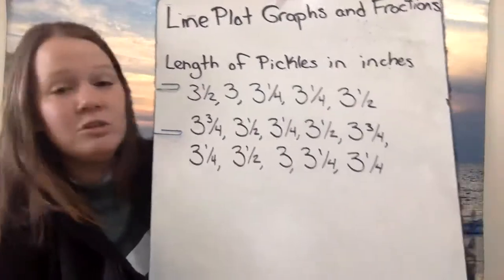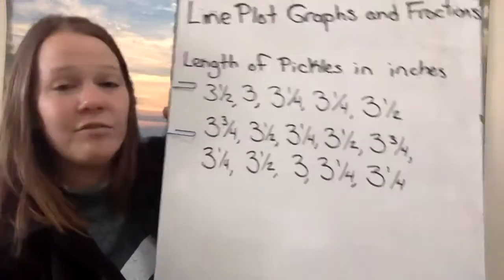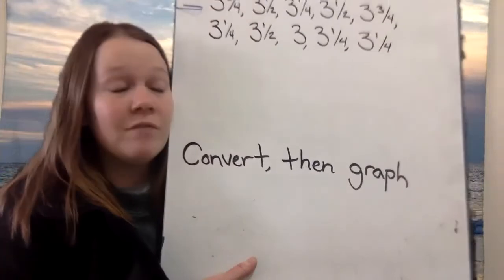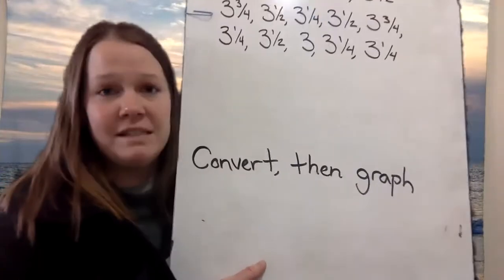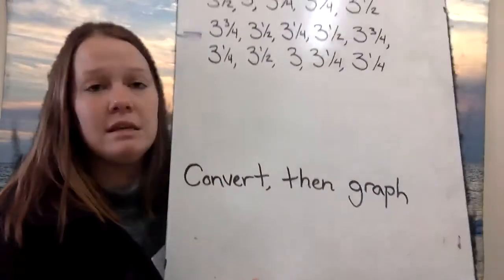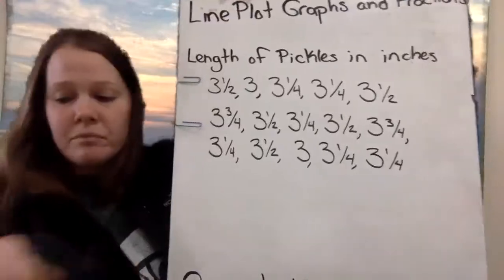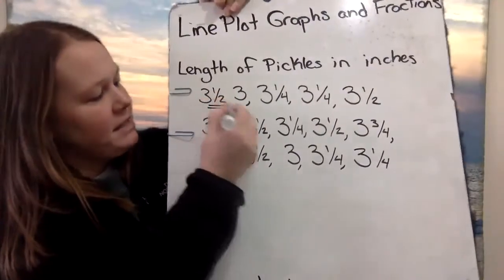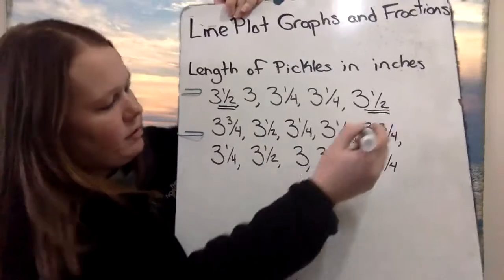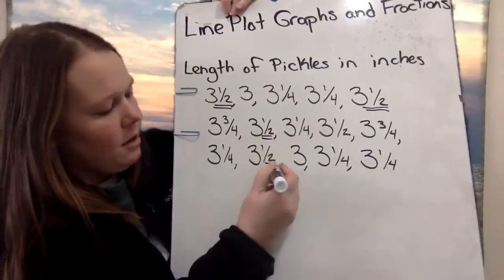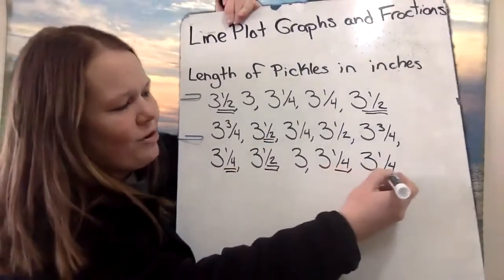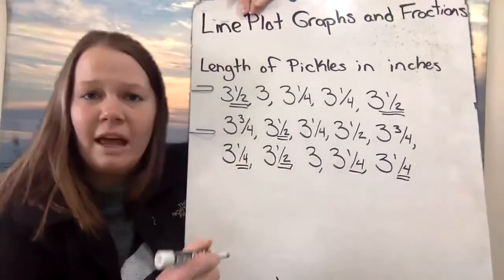So what we're going to do to create a line plot graph whenever you have fractions is convert, then graph. Okay, so convert your fractions so they all have the same denominator so that it's really, really easy to work with. Okay, so let's take a look here. So I have a bunch that are 3 1/2. So basically, I have halves already taken care of. Okay, I know what a half is. But these ones are quarters. So quarters and halves do not have the same denominator.